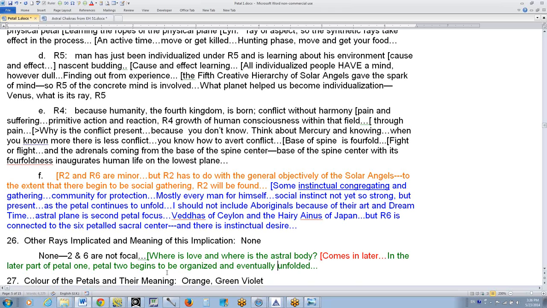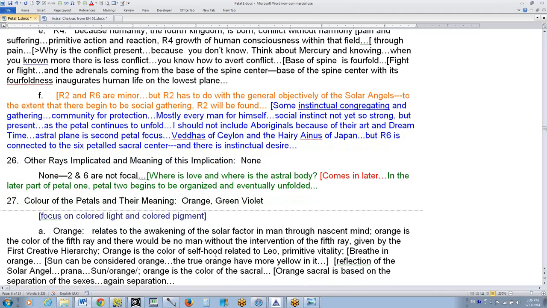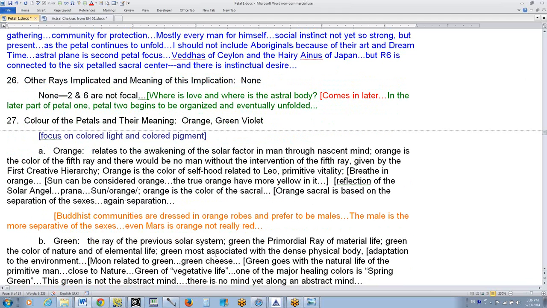All right. So the colors of the petals, well, it's orange, green, and violet, and we've discussed this a bit. Orange will relate to the awakening of the solar factor in man, the nascent mind. Orange is the sun's color, and it has to do with vitality. Orange is the color of the fifth ray, too. And there would be no man without the intervention of the fifth ray. There would be no implantation of the spark of mind, nor would there be even the fanning of the mental unit and its fifth ray implications.